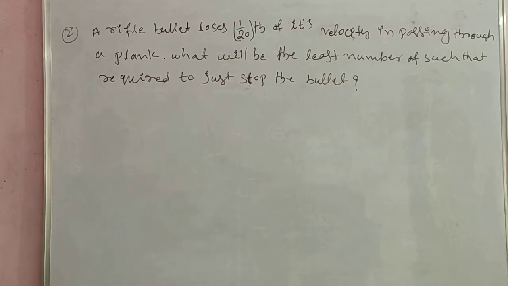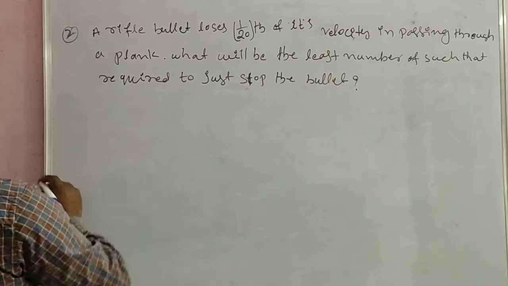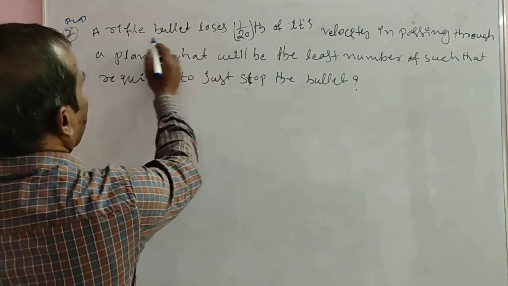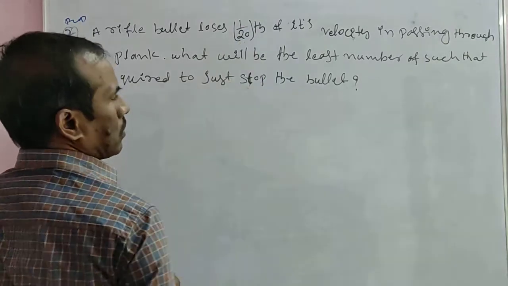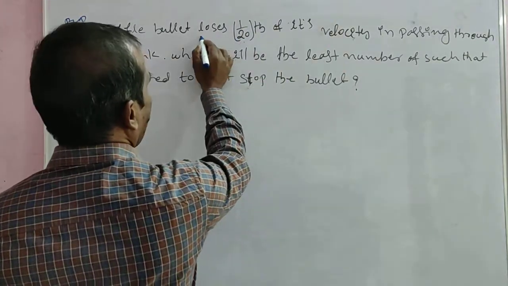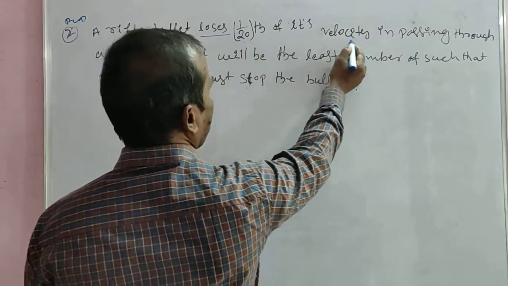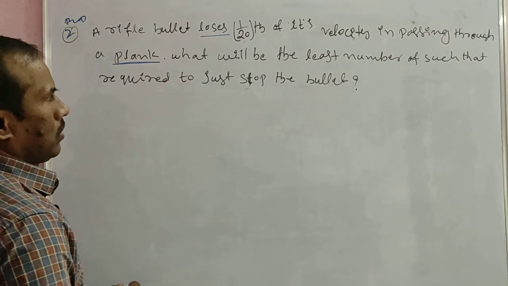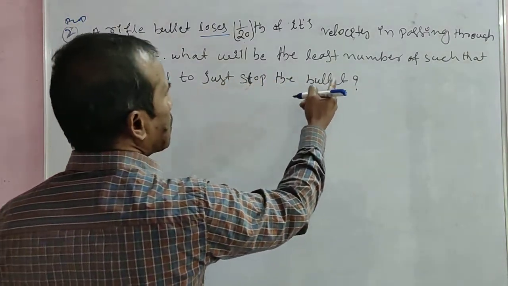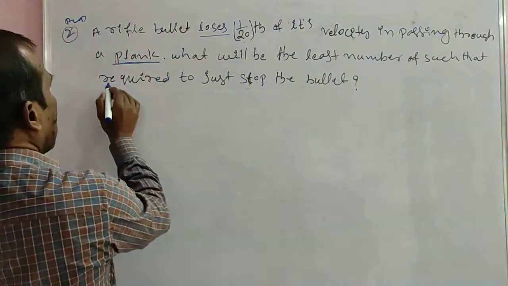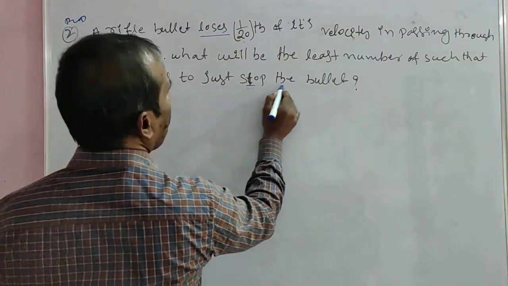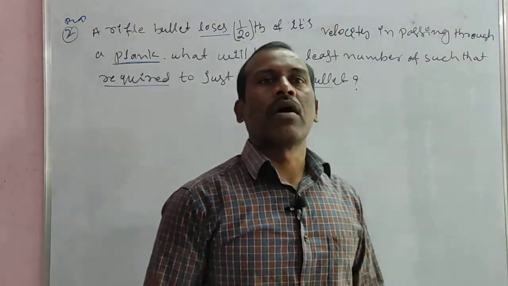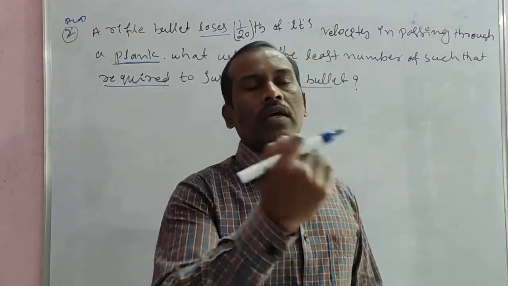Next question. This is a very important problem, most important problem. A rifle bullet loses 1/20th of its velocity in passing through a plank. What will be the least number of such planks required to just stop the bullet? How many planks are required for the bullet to stop?